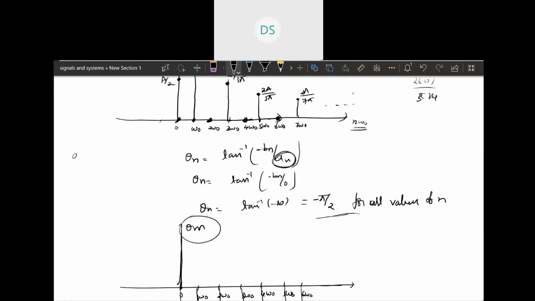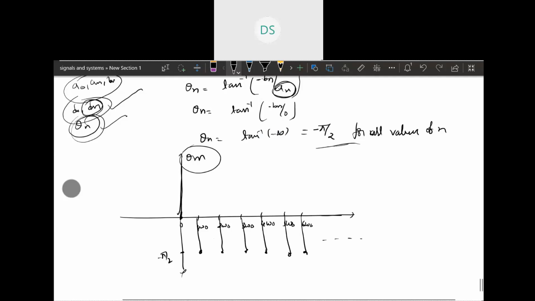First you will get a naught, an, and bn. From this one you can find d naught and dn, and also you can find theta n. Dn versus n omega naught will give your magnitude spectrum, and theta n versus n omega naught will give your phase spectrum. So like that you have to solve.